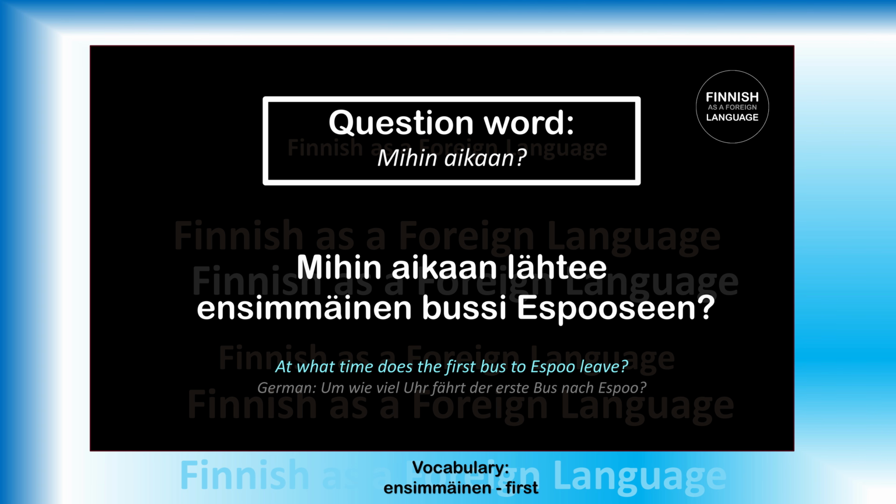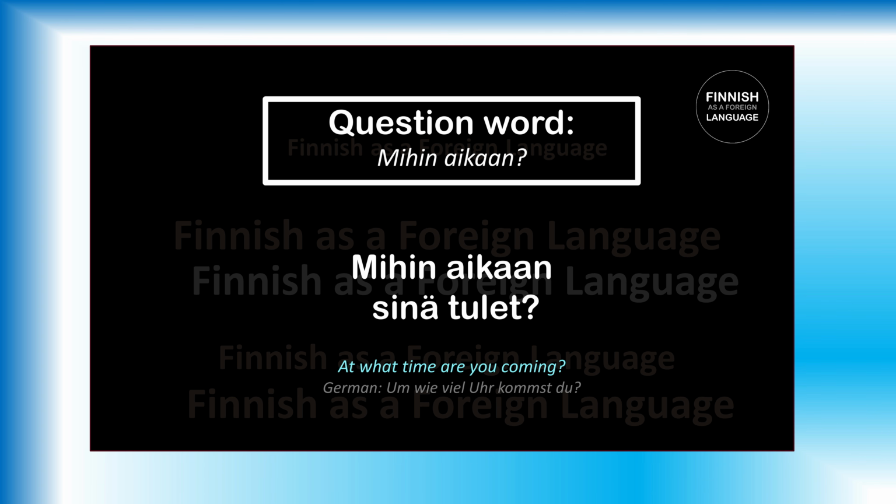Let's go step by step. Mihin aikaan means at what time. Lähtee is the third person singular present tense of the verb lähteä, which means to leave. Ensimmäinen means first. Bussi means bus. And Espooseen means to Espoo. Here we use the illative case. So let's repeat again. Mihin aikaan lähtee ensimmäinen bussi Espooseen? At what time does the first bus leave to Espoo? And our third example, actually again a very common one. Mihin aikaan sinä tulet? Means at what time are you coming?